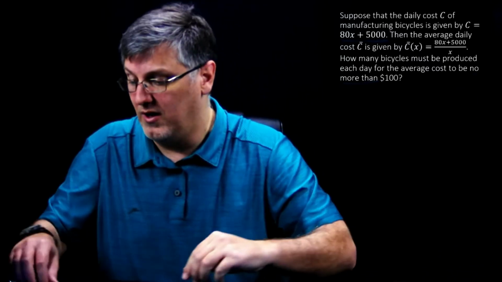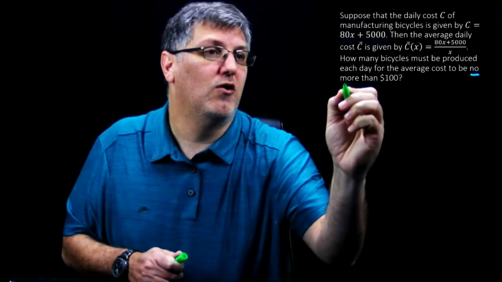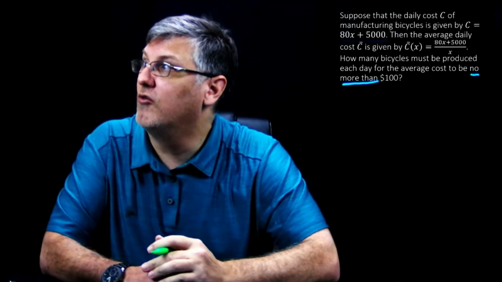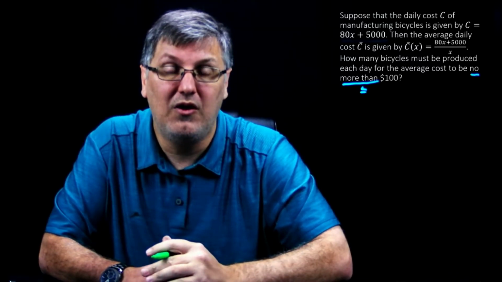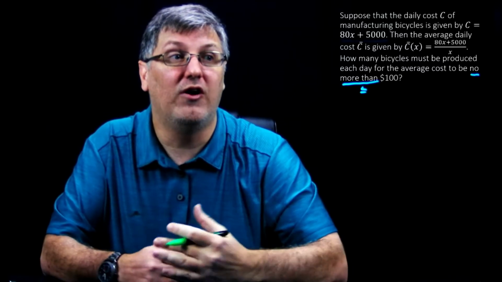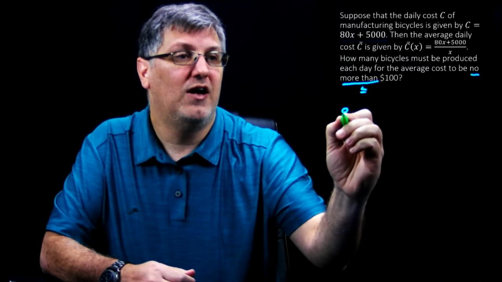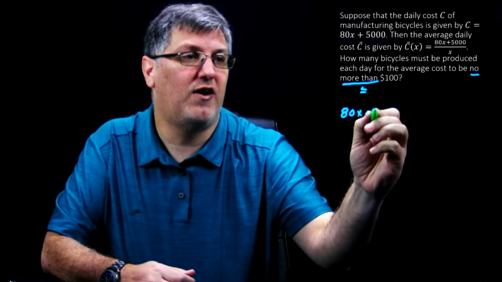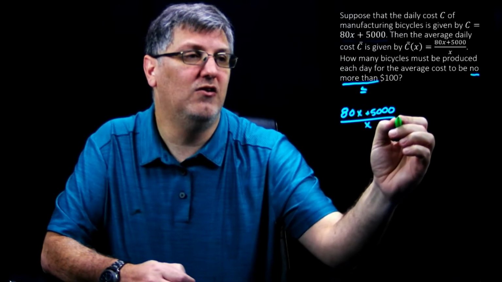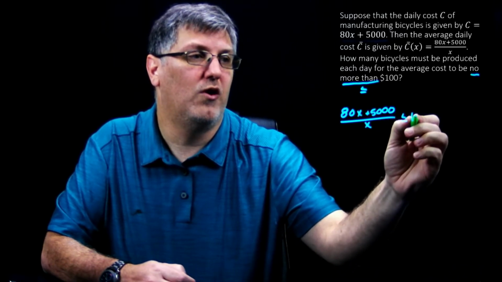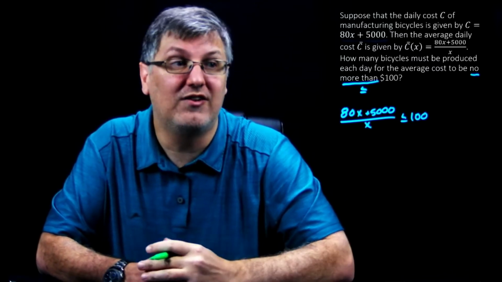Also, the key words here are going to be "no more than." What that means in math is less than or equal to. So we need to go ahead and set up our equation to solve this. We have our 80x plus 5,000 over x. This has to be no more than $100, or less than or equal to. So when you see "no more than" in a word problem, that means less than or equal to.